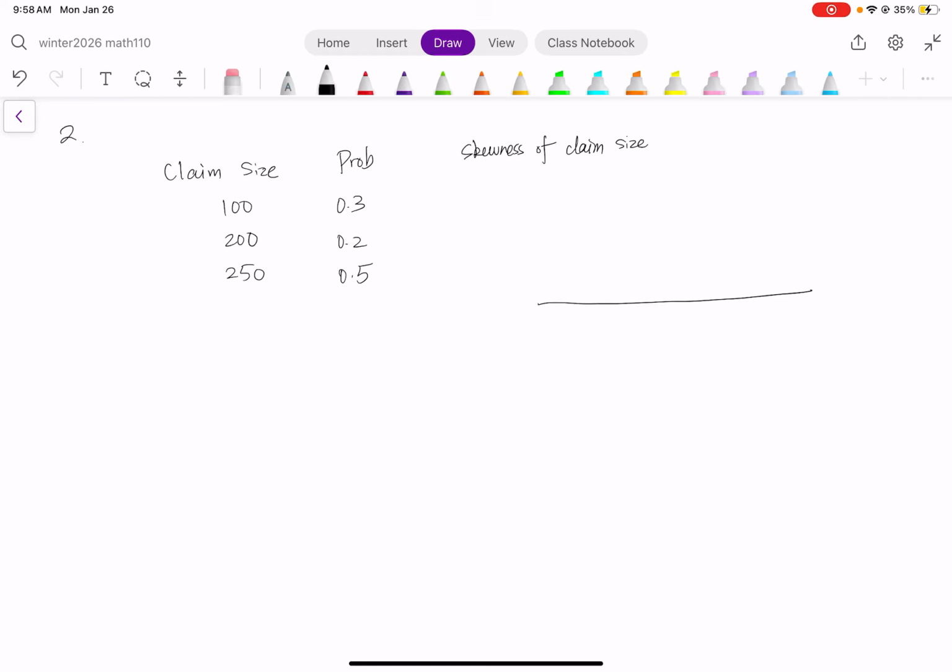If you just plot all these numbers, you have 100, 200, 250, with 30%, 20%, and 50%. You can actually tell that the majority of the distribution is allocated towards the right. Therefore, it's a skew to the left, and you are expecting to have a skewness less than 0.